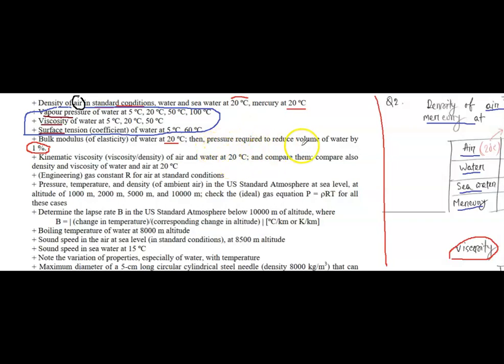So you can see the volume is decreasing 1%, and the water is at 20 degrees centigrade, and what is the pressure required? If you read this question, if I ask what is our requirement, should we calculate the bulk modulus or should we calculate the pressure?